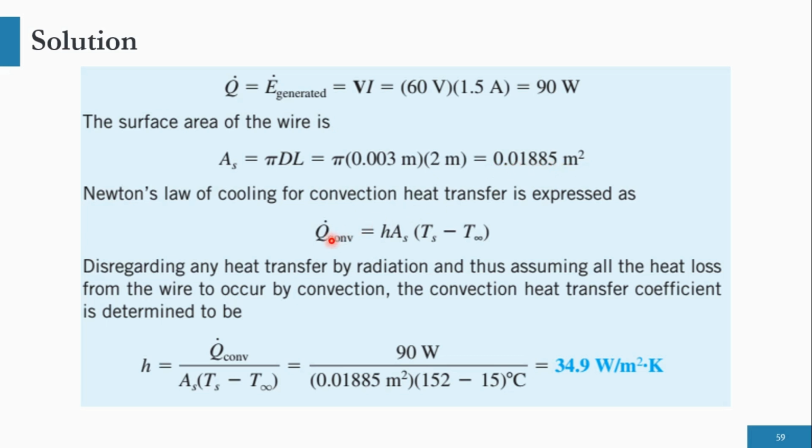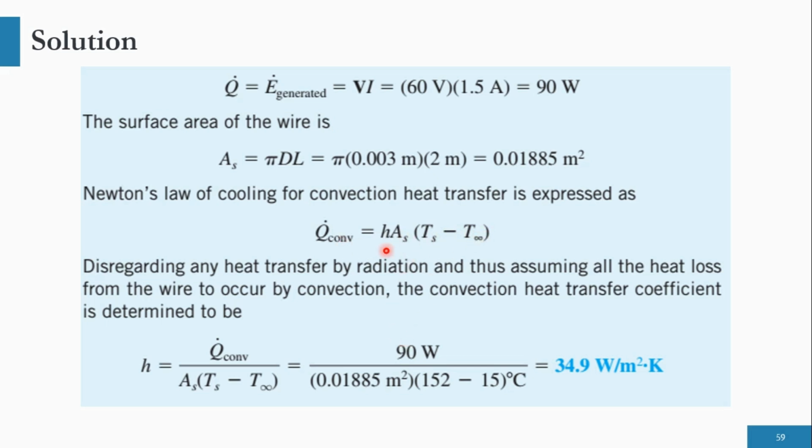Now we know the Newton's law of cooling: Q convection is equal to h A_s (Ts minus T infinity). Now, do we know the value of h or not? Obviously, we will have to calculate it. Do we know the value of Q? Yes, we know the value of Q. It is 90. A_s is 0.01885. Ts is 152. T infinity is 15.